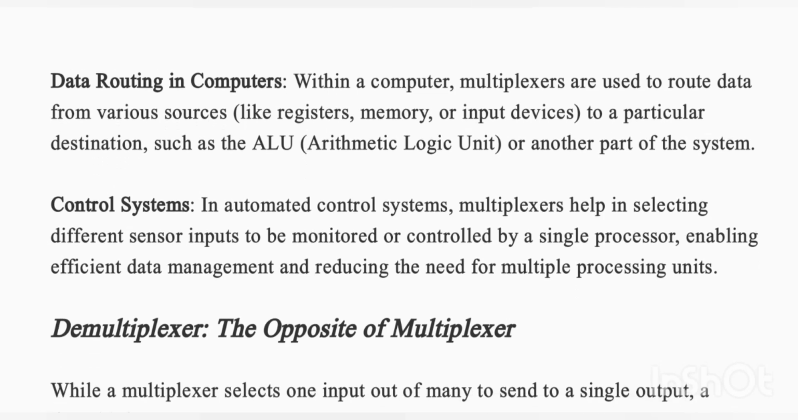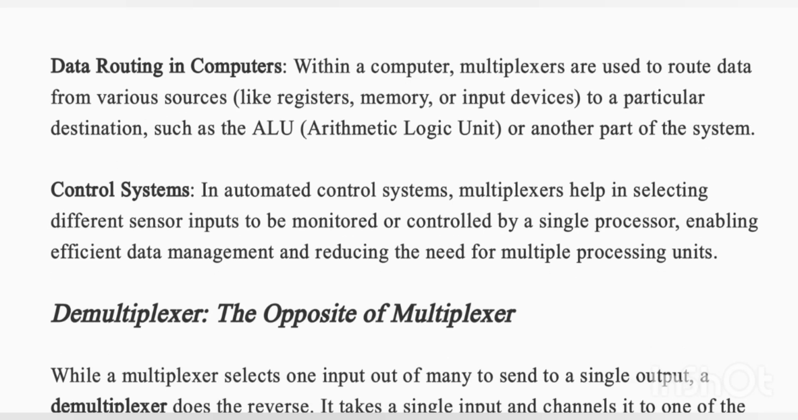Data routing in computers. Within a computer, multiplexers are used to route data from various sources, like registers, memory, or input devices, to a particular destination, such as the ALU, arithmetic logic unit, or another part of the system. Control systems. In automated control systems, multiplexers help in selecting different sensor inputs to be monitored or controlled by a single processor, enabling efficient data management and reducing the need for multiple processing units.